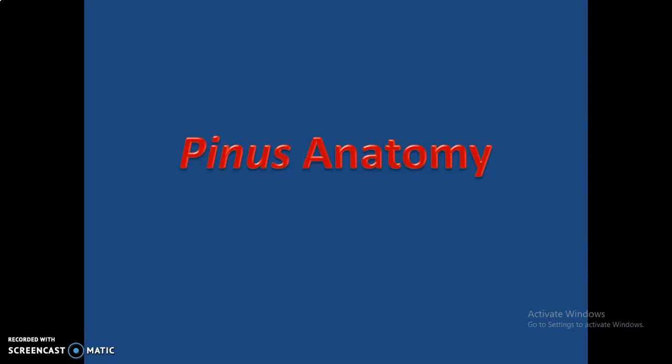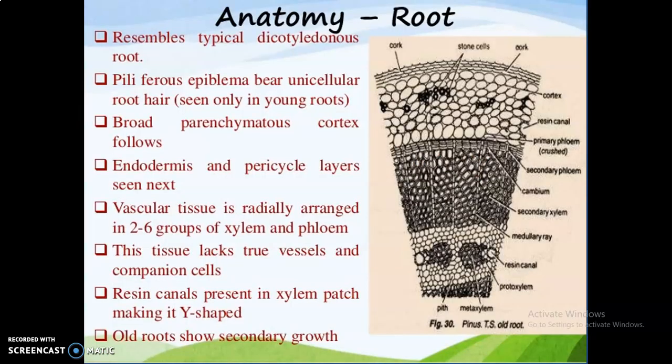Hello viewers, in the last lecture we covered the topic Pinus morphological features. Today we study the Pinus anatomy. First of all we study the anatomy of the root. The root in Pinus is a taproot system, like a dicotyledonous root. The anatomy of the root of Pinus is like that of dicot roots.